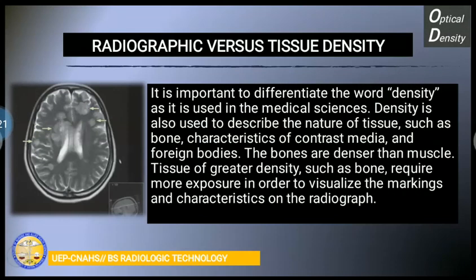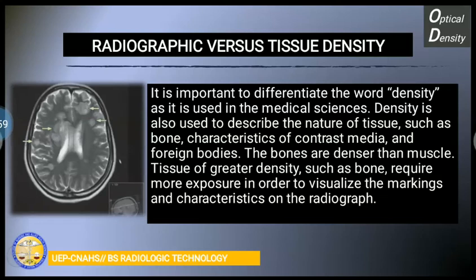Okay, so radiographic versus tissue density. We're talking here about density, but do not be confused. It is important to differentiate the word density as it is used in medical sciences. Density is also used to describe the nature of tissue, such as bone, the characteristics of contrast media, and foreign bodies. So bones are denser than muscle. Tissue of greater density, such as bone, requires more exposure in order to visualize the markings and characteristics on the radiograph.